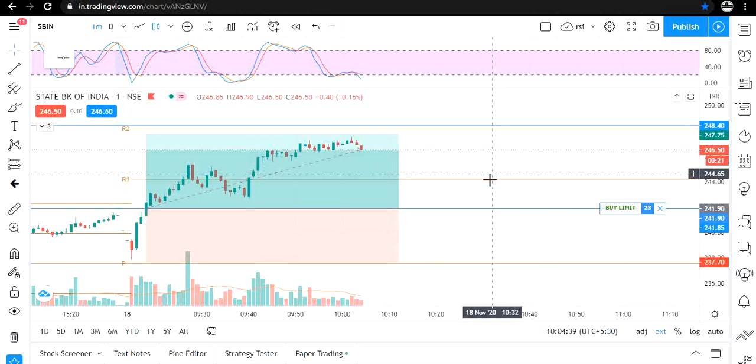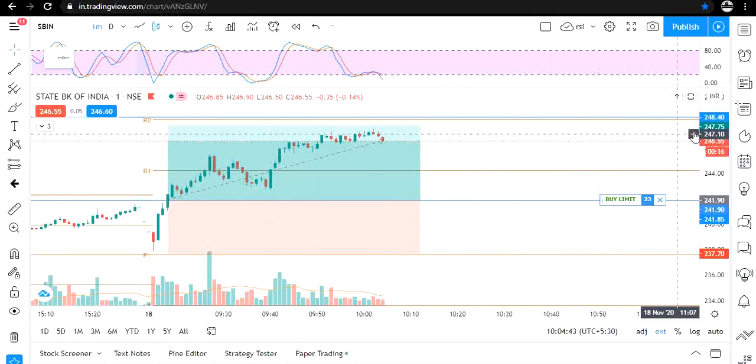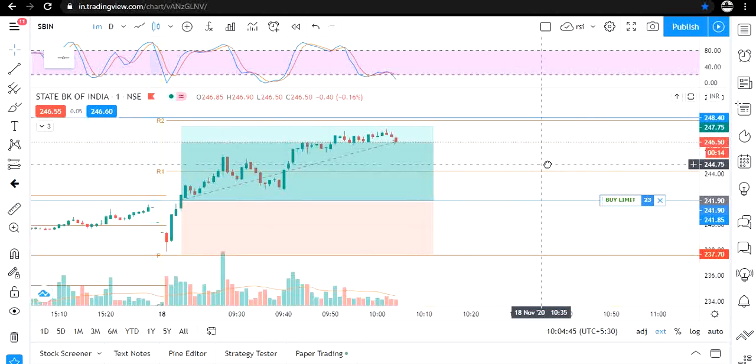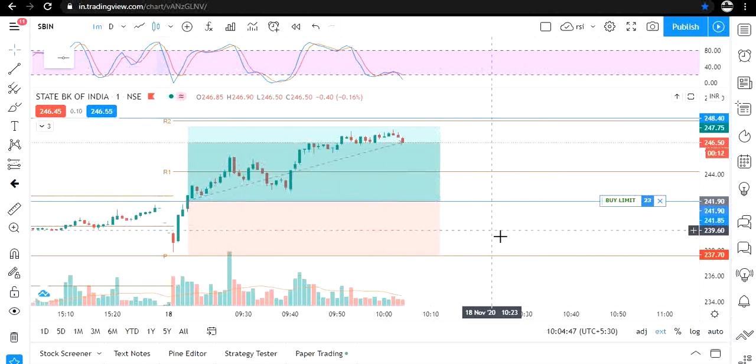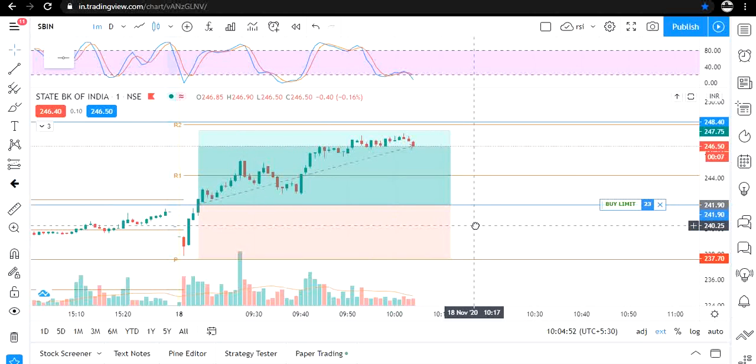So traders, coming on to today's trade. Traders, the strategy which I use daily for trading is that I make support and resistance, and on that I make trade. So traders, what happened here?